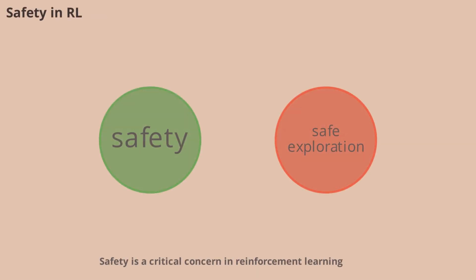Safety is a critical concern in reinforcement learning, especially for applications like healthcare or autonomous vehicles. Ensuring the agent doesn't take dangerous actions or learn harmful behaviors is an active area of research. Techniques like safe exploration and reward constraints are being developed to address these issues.